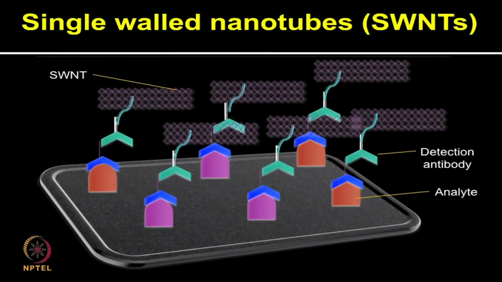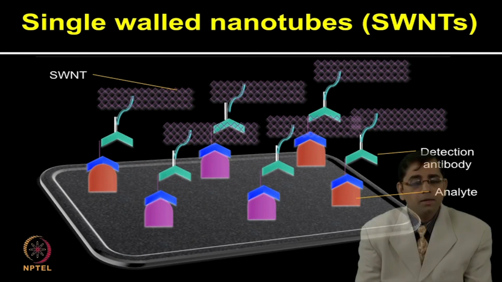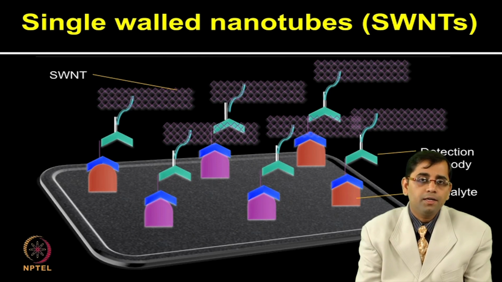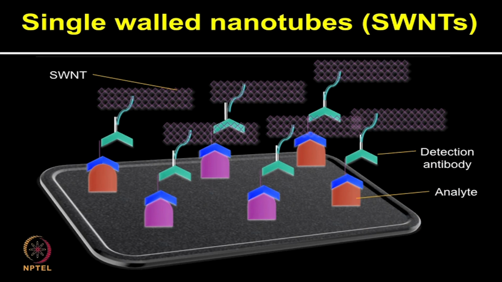The macromolecular single walled nanotubes, SWNTs, functionalized with specific Raman dye labeled antibodies are used for multiplexed detection of target proteins bound on the microarray slide, which is gold coated. As you can see in this slide, SWNTs functionalized with Raman dye labeled antibodies are used for multiplex detection of target proteins which are bound on the gold coated microarray surface.